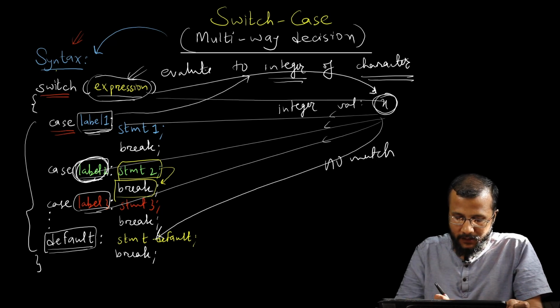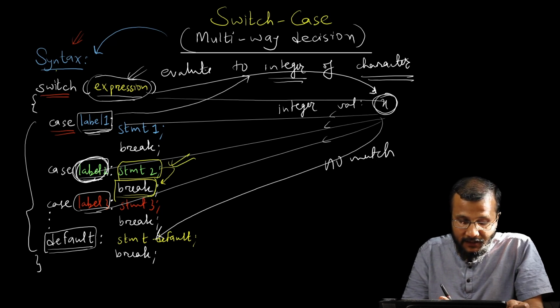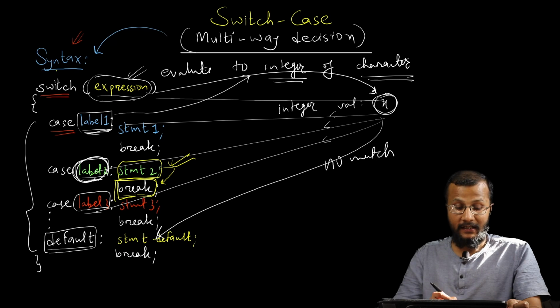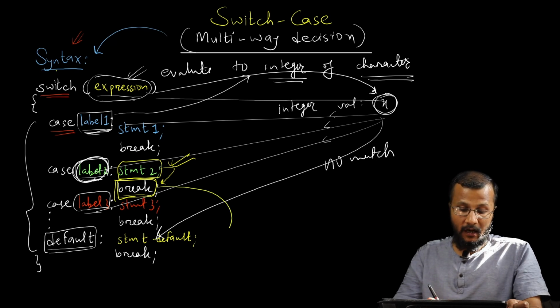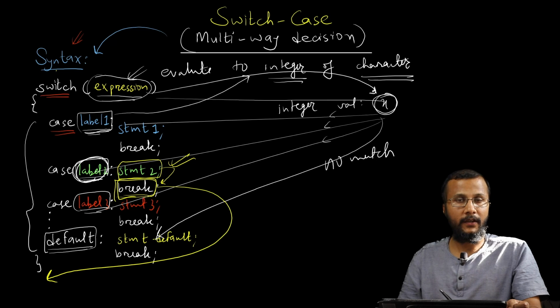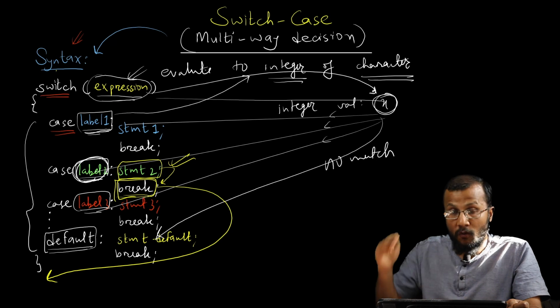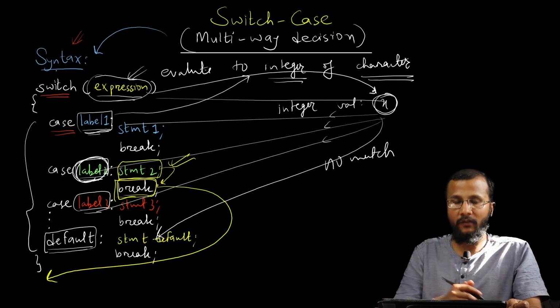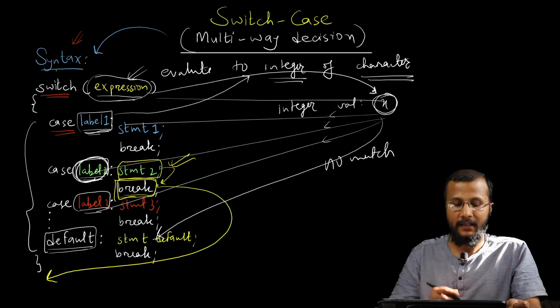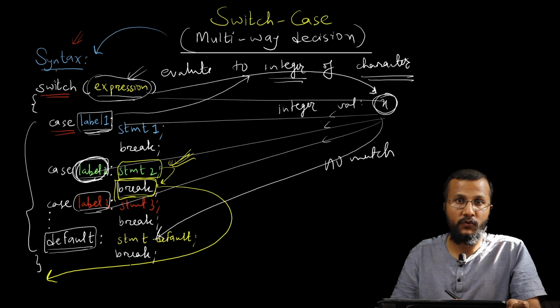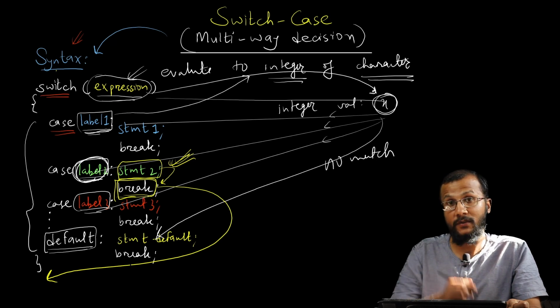Here, let's say label 2 matches, statement 2 is executed, then you encounter this break statement. What break does is take you directly out of the switch case. The job of the break statement is to make you jump out of the switch case. Wherever break is encountered in a switch case, it will take you outside of the switch case, because once I have executed statement 2, I do not need to check the other labels as well. So I stop there and come out of the switch case. Coming out of the switch case is done using the break keyword.